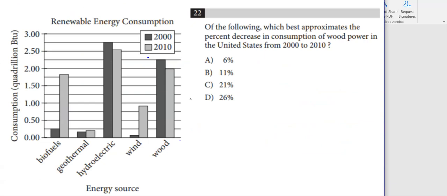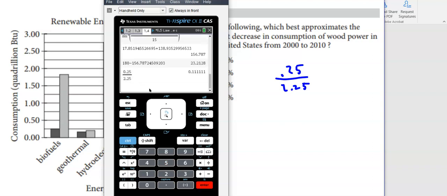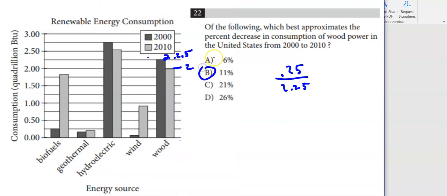Here's just a PSAT question, if you want to try it real quick. Following which the percent decrease in consumption of wood power from 2000 to 2010. So it went from, looks like, 2.25 to maybe 2. So it went down 0.25. We're comparing it to the original of 2.25. So if you calculate out, well, you probably know, 0.25 divided by 2.25, that's 1/9, right? Which is 0.111, so 11%, and you get it.